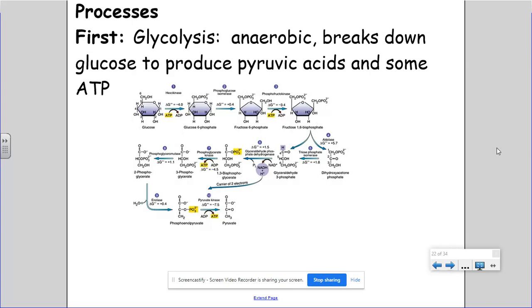If you'd like to know more of the chemistry involved, you can look at this picture right here. It's kind of complicated, but what we're able to see here is we start off with one glucose molecule, and through a series of chemical reactions, each reaction is catalyzed by an enzyme, we end up at the very end with something called a pyruvic acid.